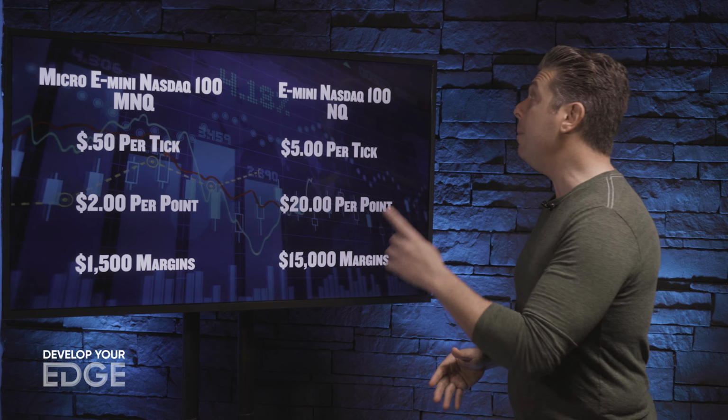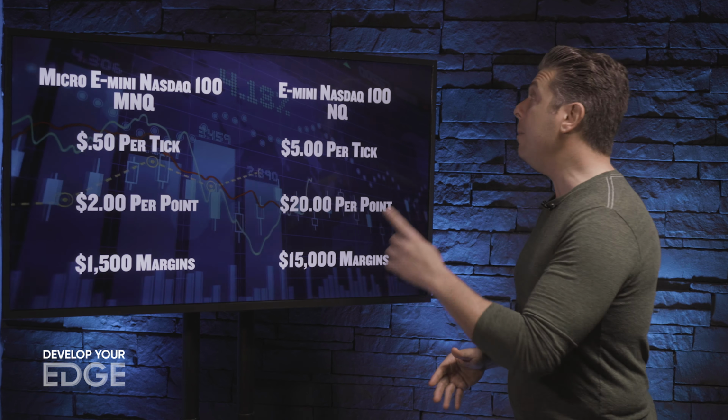Now, the Micro E-Mini Nasdaq 100 futures, symbol MNQ, is 1/10 the size of the E-Mini Nasdaq 100. 50 cents per tick, $2 per point, 4 ticks per point, and they are $1,500 margins. As you can see, they are just 1/10 the size of the E-Mini Nasdaq. So when you're looking at your trade setups, a lot of times I'll talk about this using the E-Mini Nasdaq as my primary chart, but a lot of times I'll go to the Micro E-Mini Nasdaq because my stop is really wide and I want to be less price sensitive.